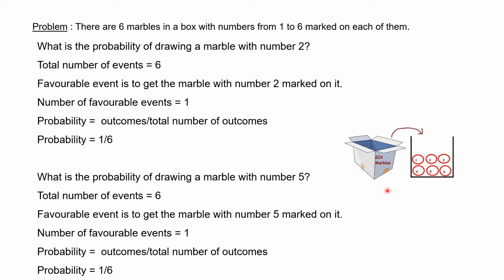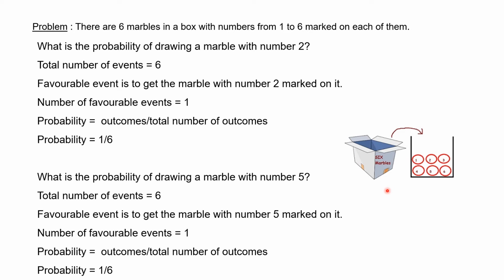So first, how many events are there? Means how many numbers are there? 1 to 6, right? So favorable events to get the marble with number 2 marked on it is 1. Why 1? Because when you take one marble out of the box, it may be 2, we don't know.